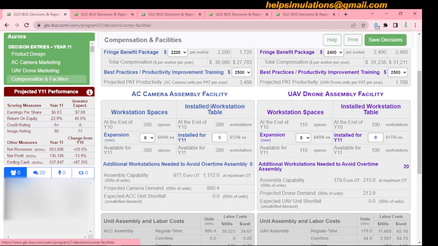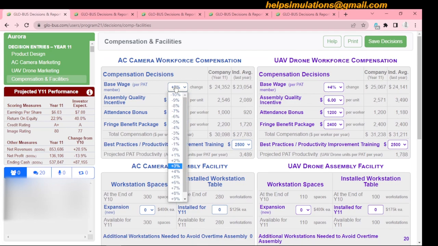Let's go to compensation and facilities. So under compensation and facilities, I think I'll lessen this maybe to 0. So I'll compare my company and the industry average. So at 0, we are below the industry average. So I think I'll go with the 1%. Let me also do 0 here before I start increasing. So I think 2.50 is a fair price. 950 for attendance bonus, and then I think I can lower this maybe to about 1800.